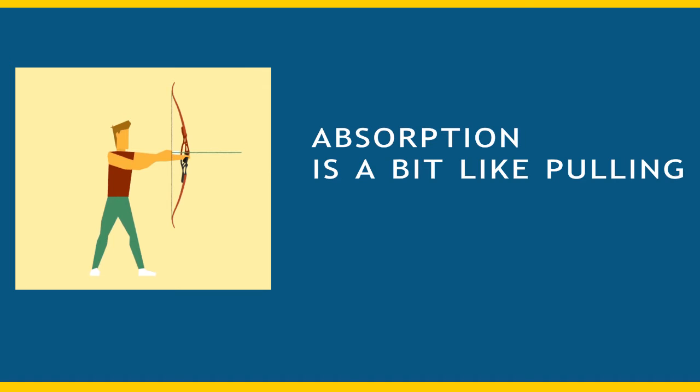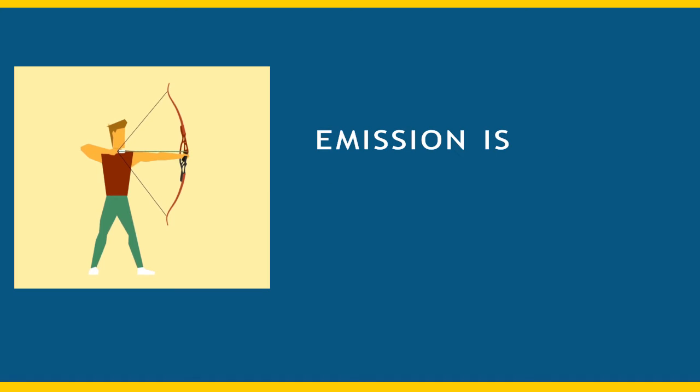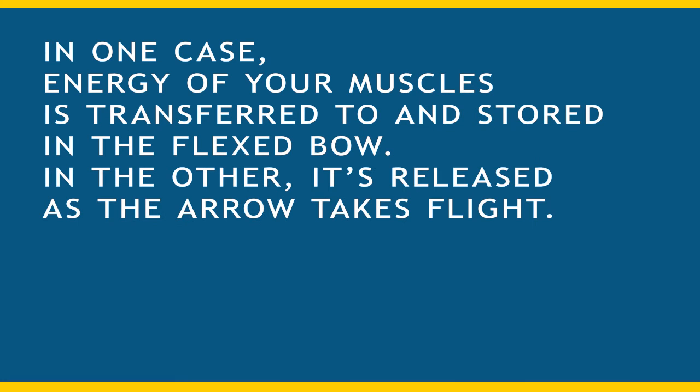Absorption is a bit like pulling an arrow back. Emission is like the arrow being shot. In one case, energy of your muscles is transferred to and stored in the flexed bow. In the other, it's released as the arrow takes flight.